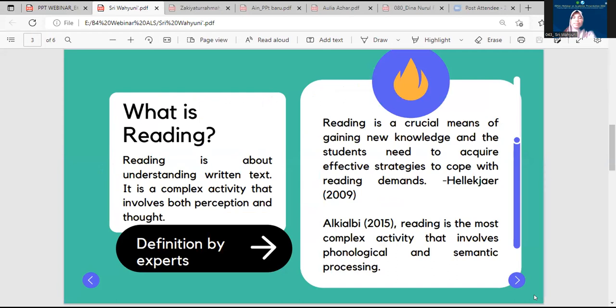All right. I'd like to give you an overview of reading itself. Reading is about understanding written text. It is a complex activity that involves perception and thought. And then the definition by the expert. First, according to the lecture in 2009, reading is a crucial means of gaining knowledge, and students need to acquire effective strategies to cope with reading demands. Furthermore, arguably, in 2015, reading was defined as the most complex activity that involves phonological and semantic processing.